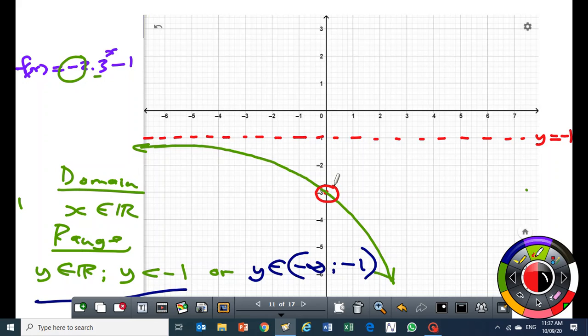Now, the mark allocation for this is 3 marks to draw this. Okay? It's 3 marks. So the 3 marks will be marked for the correct shape. Okay? Then the horizontal asymptote, and the other mark will be for the y-intercept. Okay? Then you get 3.